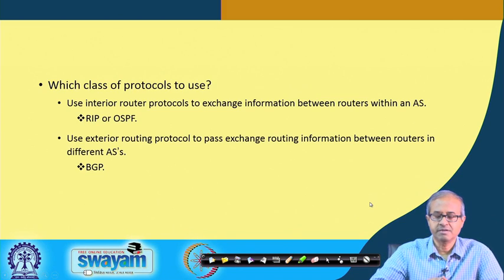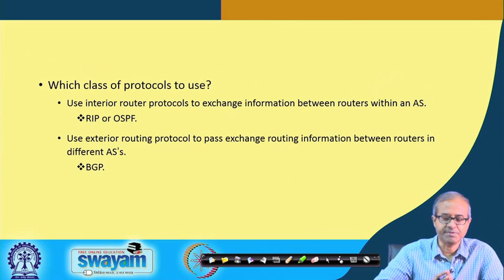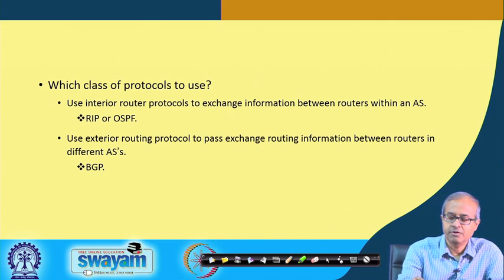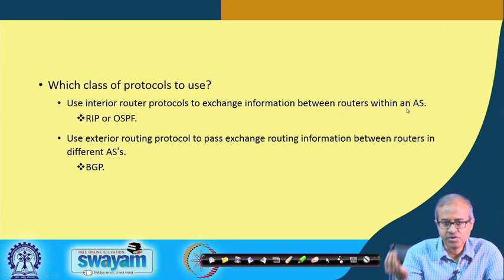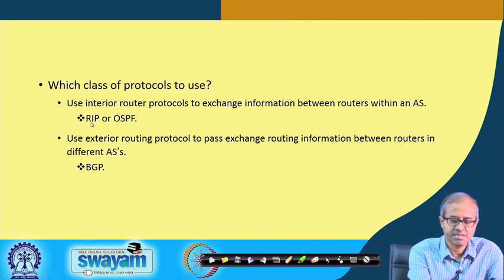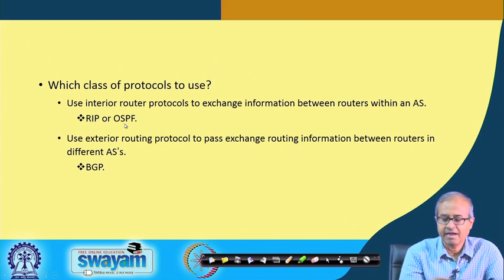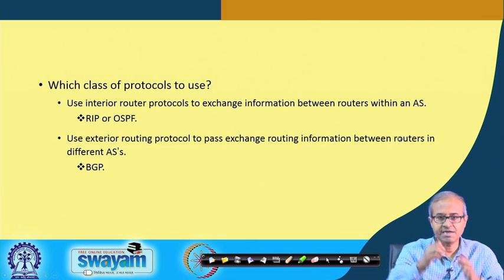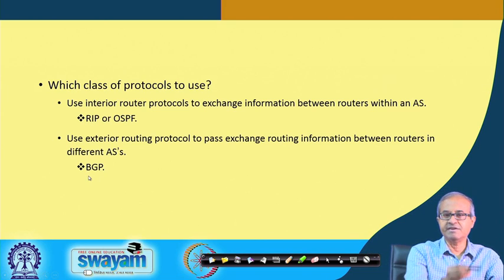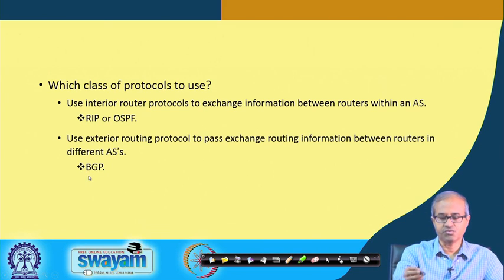All right. This I already mentioned, I am just repeating once more: which class of protocol you need to use for a particular scenario. Well, for routers inside an autonomous system, you use interior routing protocols, RIP or OSPF, and to exchange routing information between routers in different autonomous systems, you use an exterior routing protocol like BGP. This is what we use.